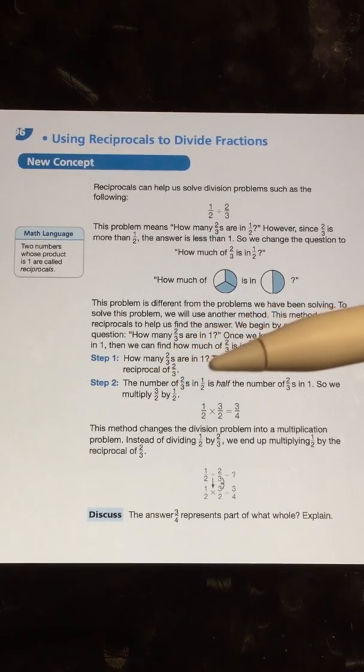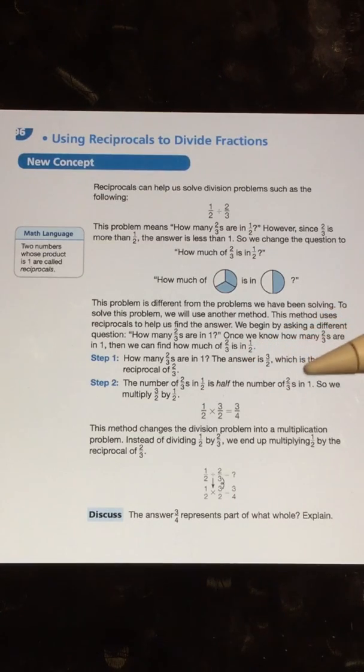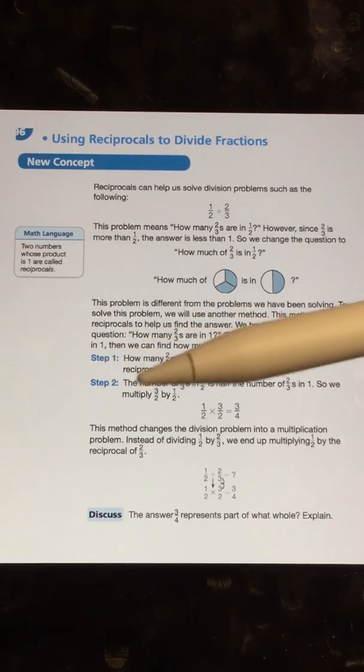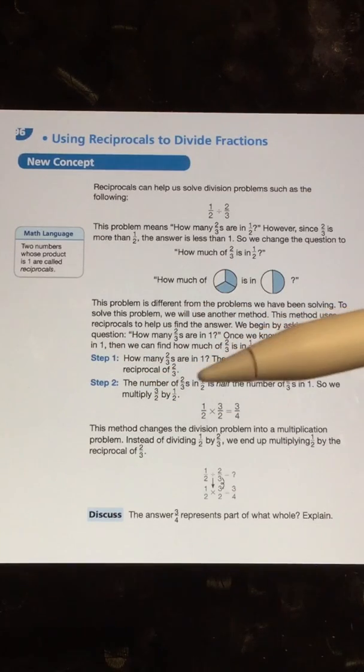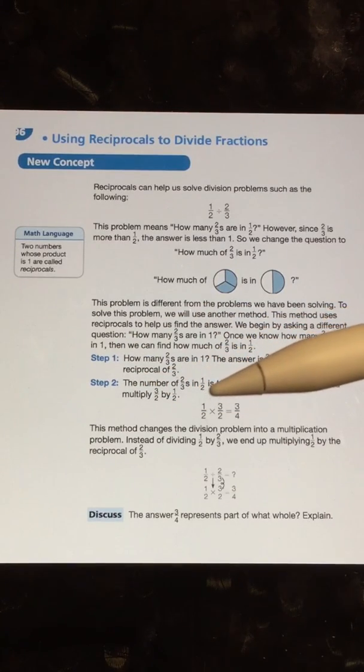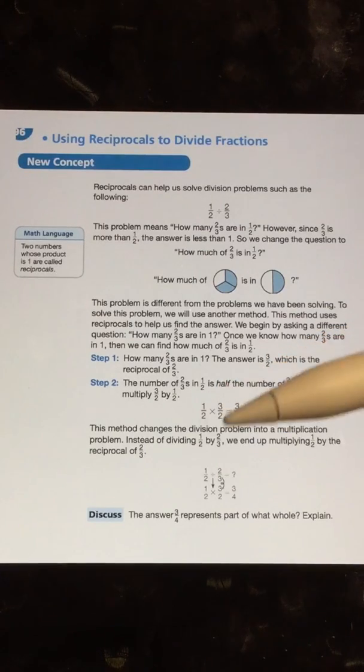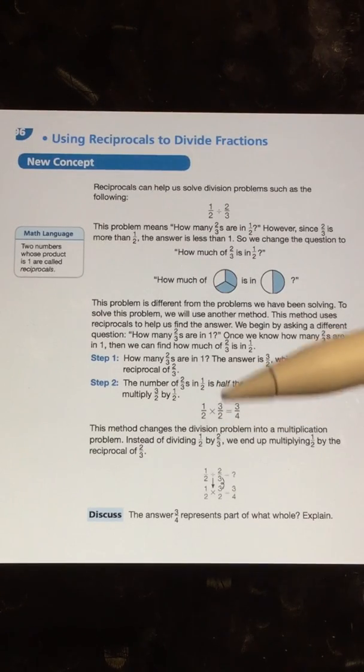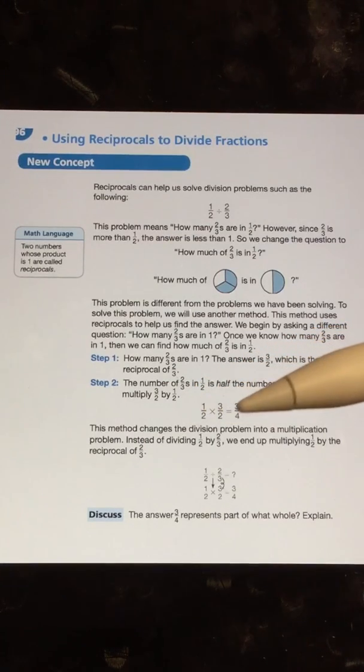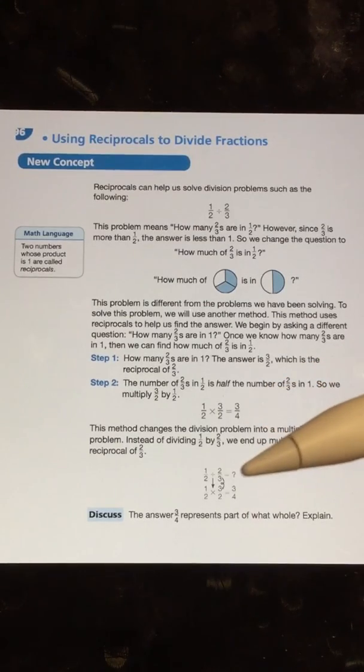The number of 2/3 in a half is half the number of 2/3 in 1. So we multiply 3/2 by 1/2. And here we go. Here's our problem. We have the half, then we have the reciprocal of 2/3, 3/2. Then we multiply. 1 times 3 is 3. 2 times 2 is 4. So this method changes the division problem into a multiplication problem, which we actually have already done some of, haven't we? All right, so here is exactly what we have just done.